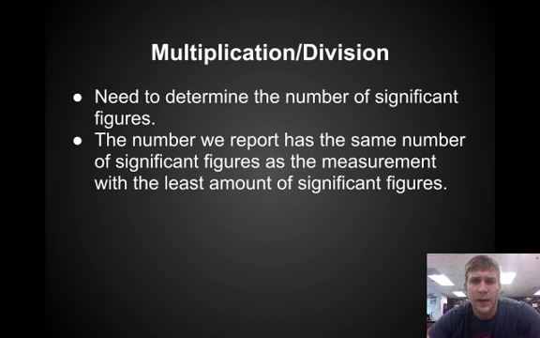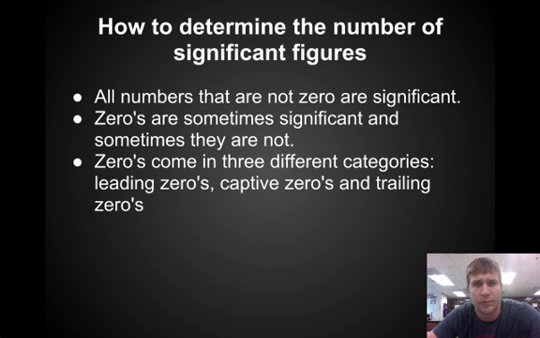When we're multiplying and dividing, it gets a little bit trickier making sure that our precision is reflected. So the first thing that we need to do is determine the number of significant figures, the number of values that are actually significant in our measurement. Then we need to report the same number of significant figures as the measurement with the least amount of significant figures. I'll show you how this is done.